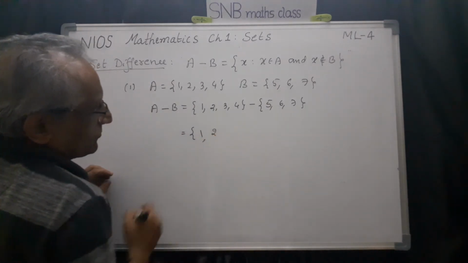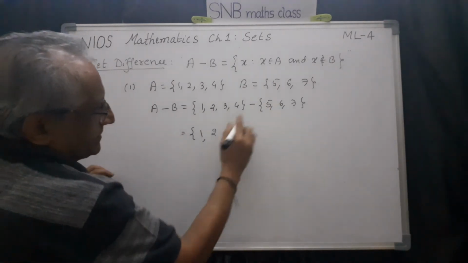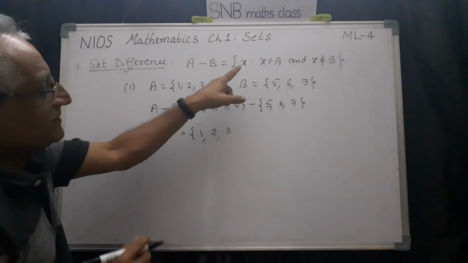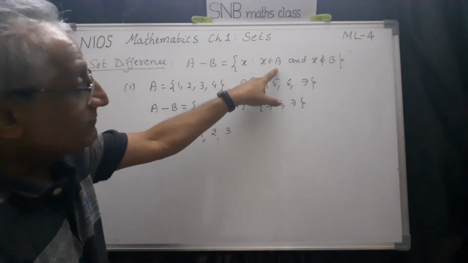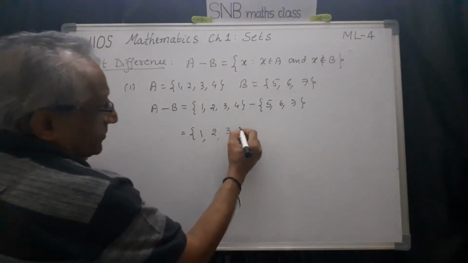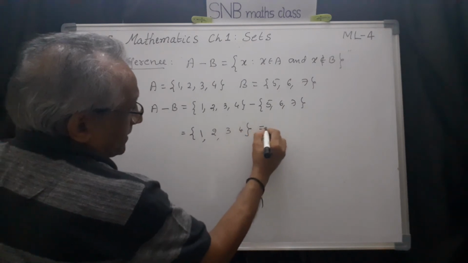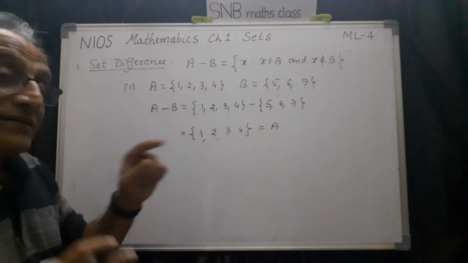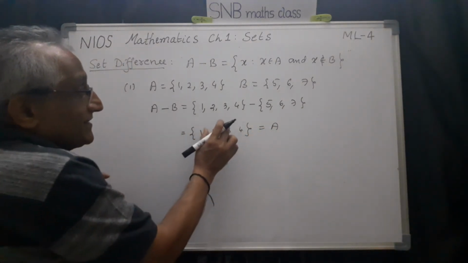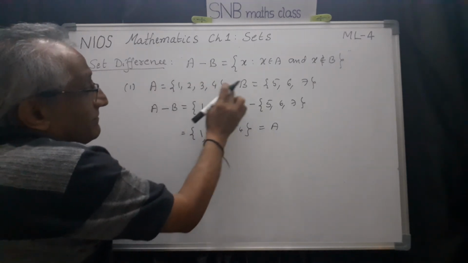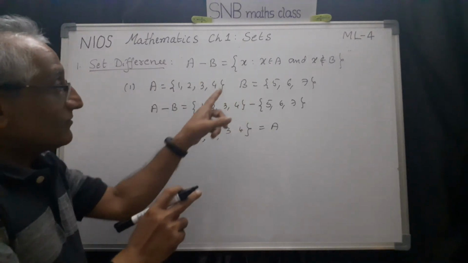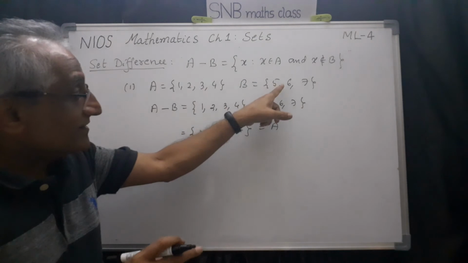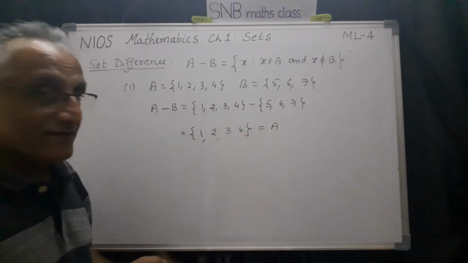Therefore I have to write 2 also. 3 is here, 3 is not there. So I have to write this also. So the definition is x should be in A, but it should not be in B. So 4 is here. Therefore this is now A only. See, we can get A. What is the speciality? Here the condition is A and B are disjoint. Disjoint means whatever element is here is not here. Therefore we get A only.